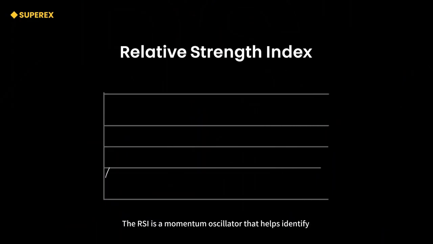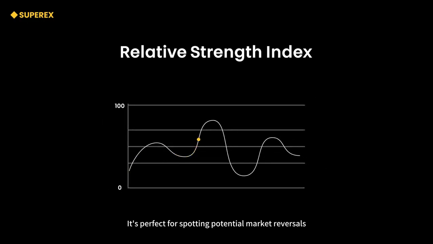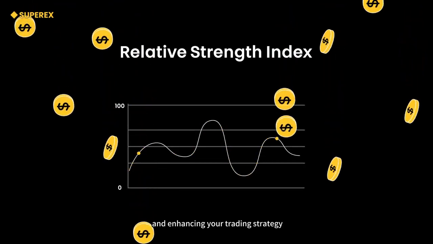Today, we're diving into the Relative Strength Index, or RSI, a key tool for any crypto trader. The RSI is a momentum oscillator that helps identify overbought or oversold conditions, oscillating between 0 and 100. It's perfect for spotting potential market reversals and enhancing your trading strategy.